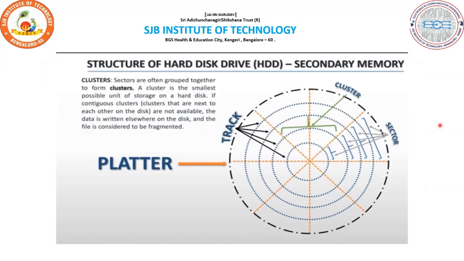Sectors are often grouped together to form a cluster. A cluster is the smallest possible unit of storage on a hard disk. If contiguous clusters, that is clusters next to each other on the disk, are not available and the data is written elsewhere on the disk, the file is considered to be fragmented.